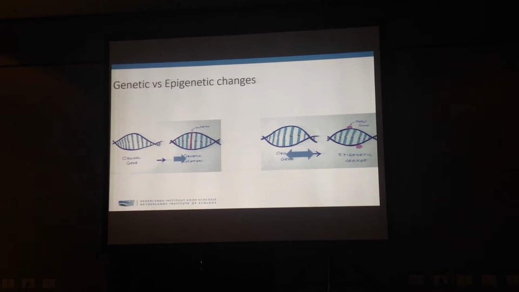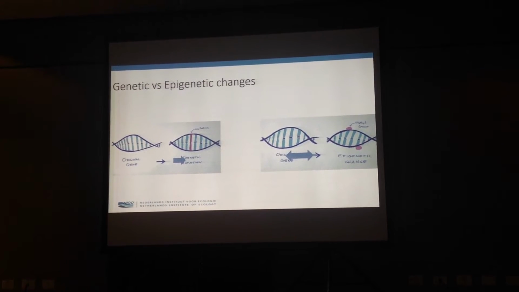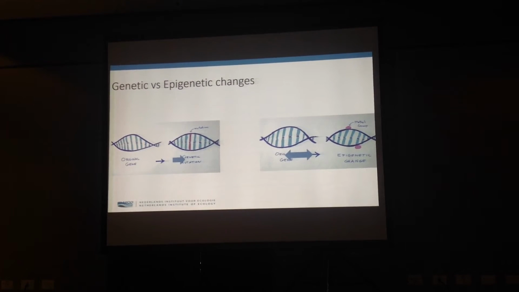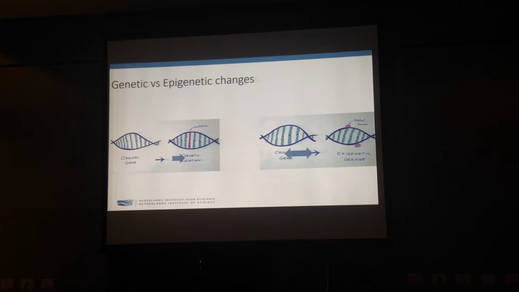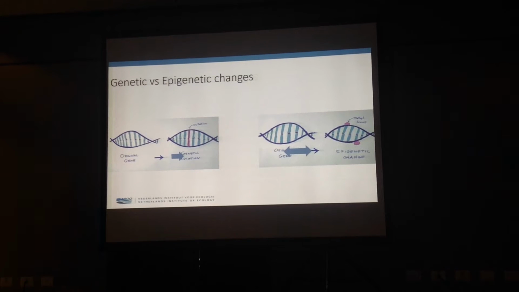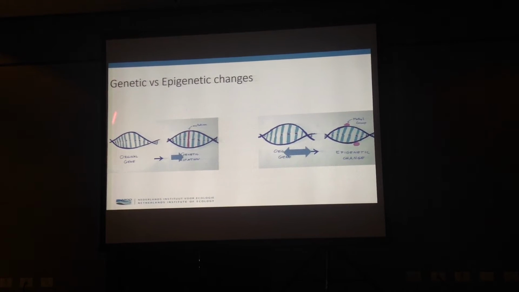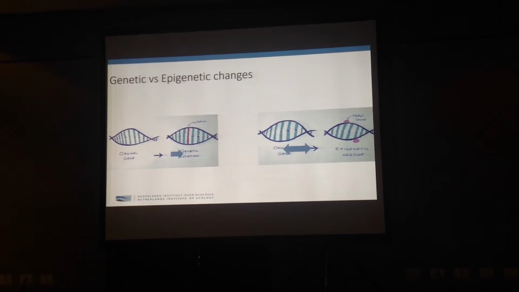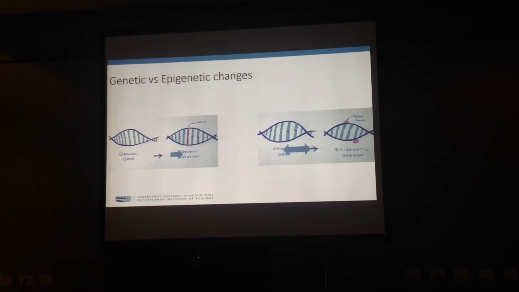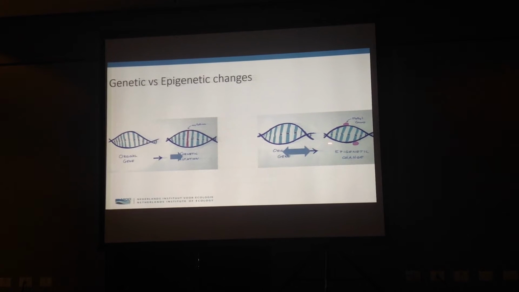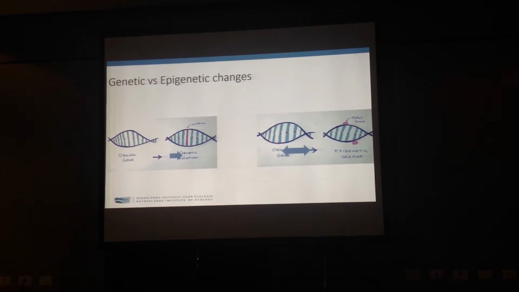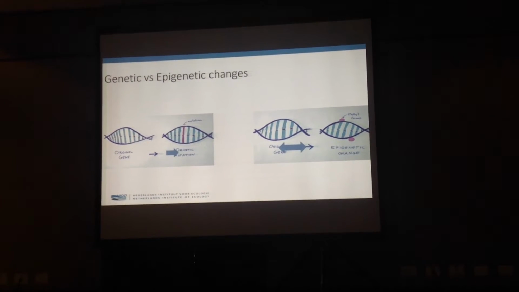Another conceptual point about the difference between genetic and epigenetic changes is that a genetic change is generally a one-way street. You go from an original gene, you get a mutation, and if the gene is broken, it's very unlikely that that mutation will happen back. Whereas with an epigenetic change, you have the potential of reversal. You can have a methyl group that changes and that can revert back to the original state.